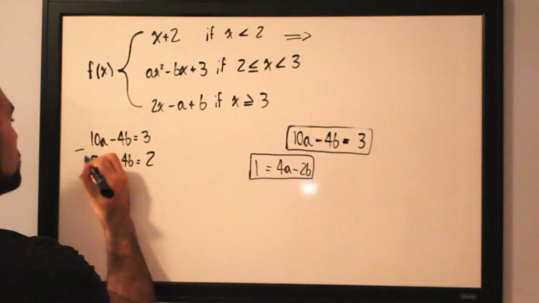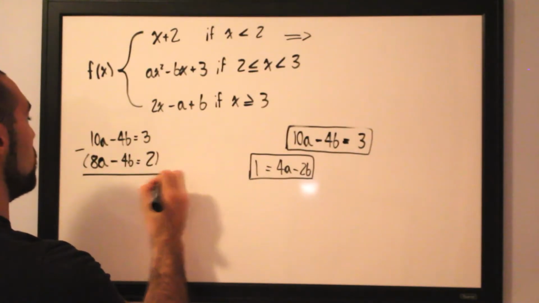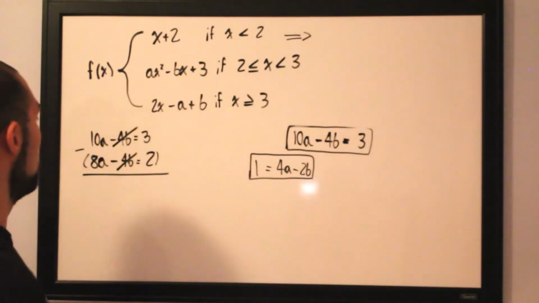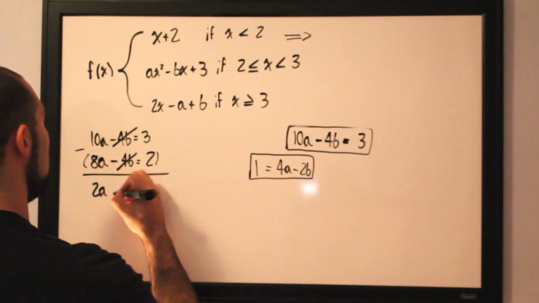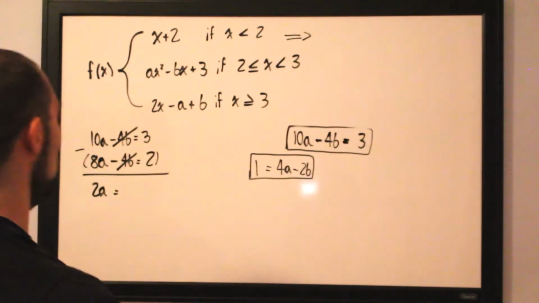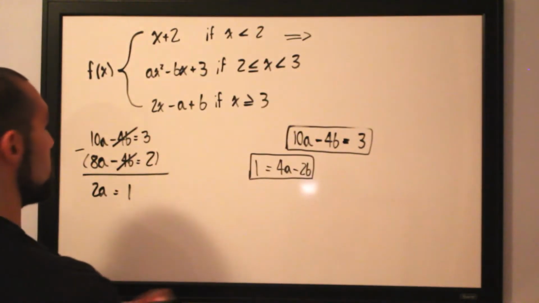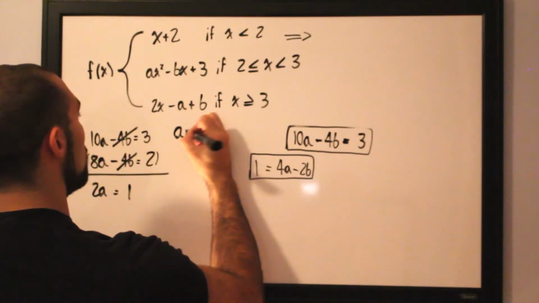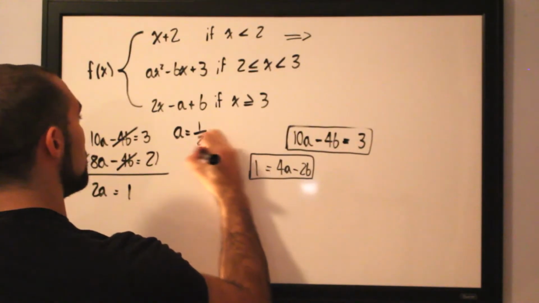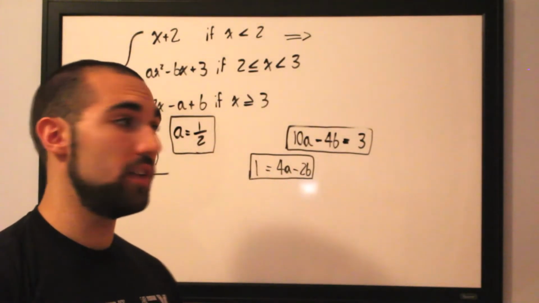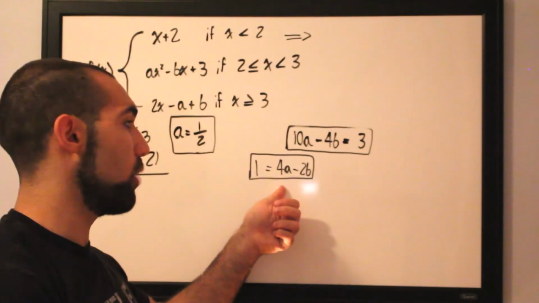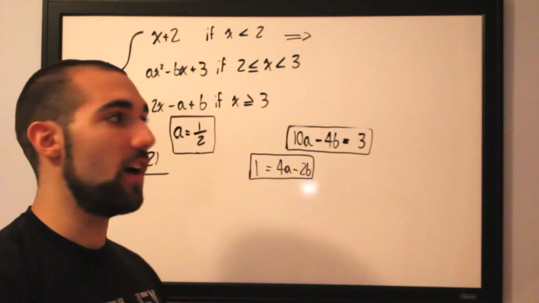So if we subtract the equations, the b's are gone, and 10a minus 8a is going to leave us with 2a is equal to 3 minus 2, which is equal to 1. So our a value is going to be equal to a half. And now that we have our a value, we can plug it into one of these two equations, and right away we can get our b value out of that.